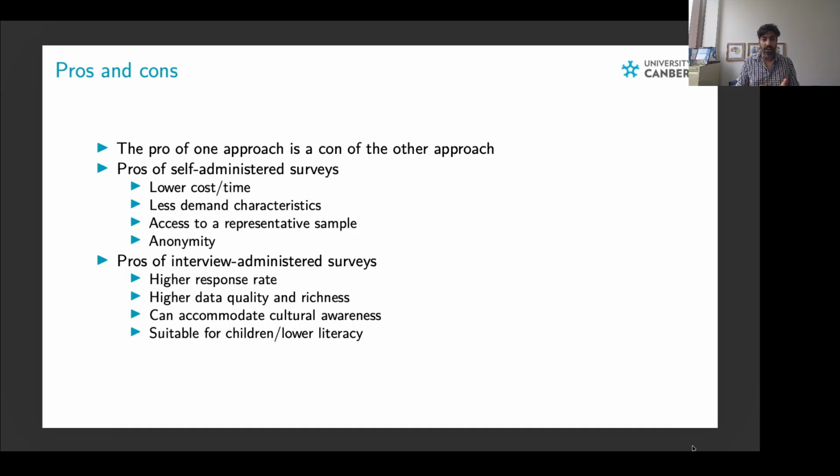Now you can get a higher response rate, and what I mean by this is when people complete the survey or say yes, they want to do the survey, typically they go all the way through that process. Also, they may be more likely to say yes if they see you in person versus if it's an email that says, hey, can you complete our survey? There's higher data quality and richness, and by that I mean they're more likely to complete all of that data, and also in terms of how the data is recorded.